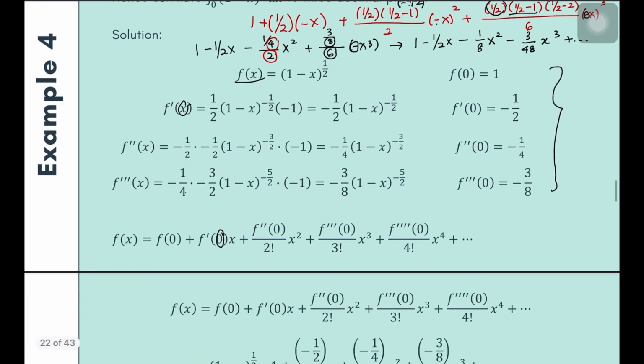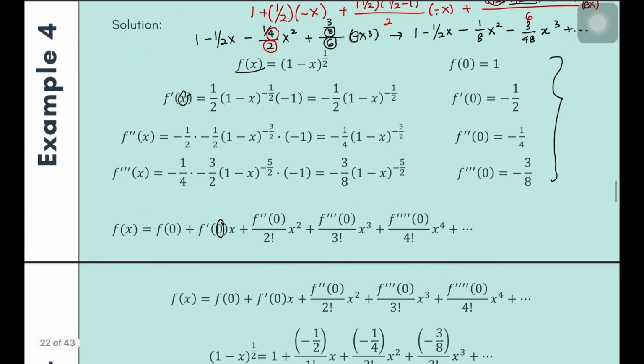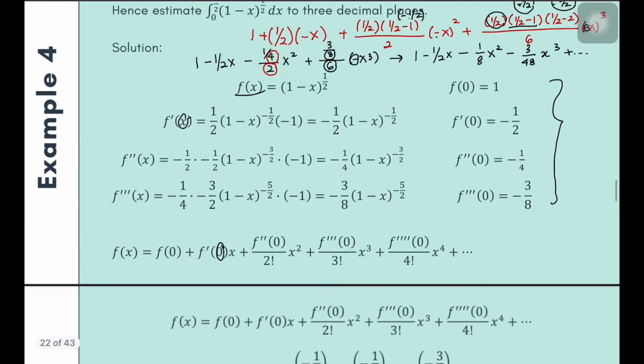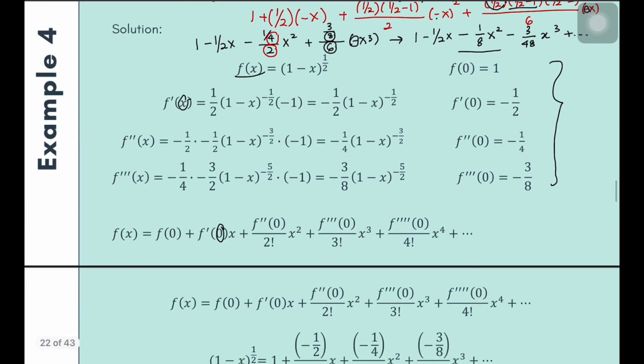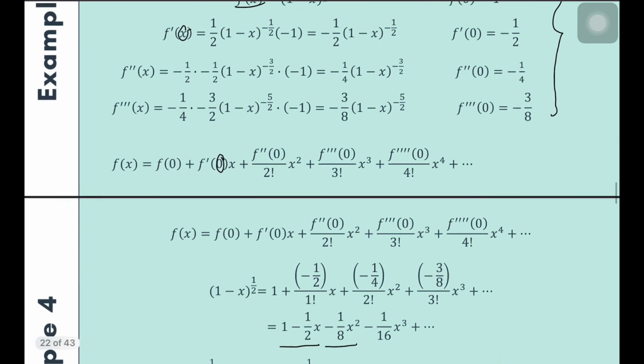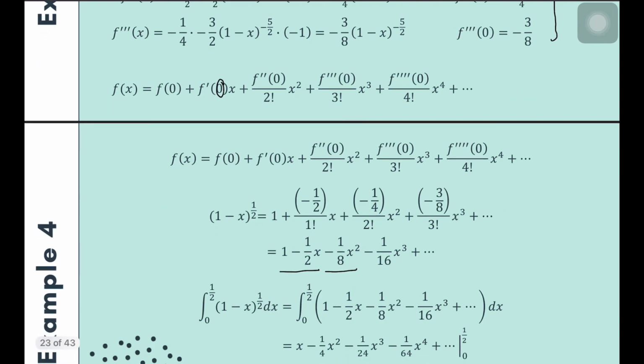So cuba kita tengok, kita compare. Kalau awak tengok, okay, ini yang saya dapat 1 minus half X. So kita ada 1 minus half X minus 1/8 X square. Dan kita ada minus 3/48 X cube. So 3 ni boleh kecilkan, 3 bahagi 3 1, 48 bahagi 3 16. So ada negatif 1/16 X cube. So ini adalah expansion dengan menggunakan Maclaurin series.